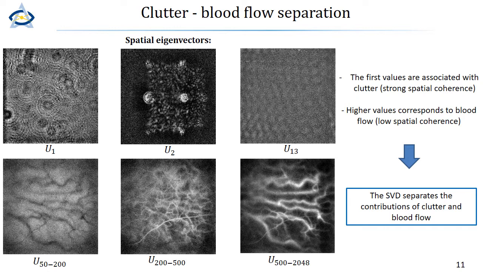So what this means is that the singular value decomposition is much more powerful to separate clutter from blood flow than the Fourier transform. The Fourier transform was only taking into account the temporal dynamics of the signal, and now the SVD takes into account both the temporal and spatial aspects of the signal.